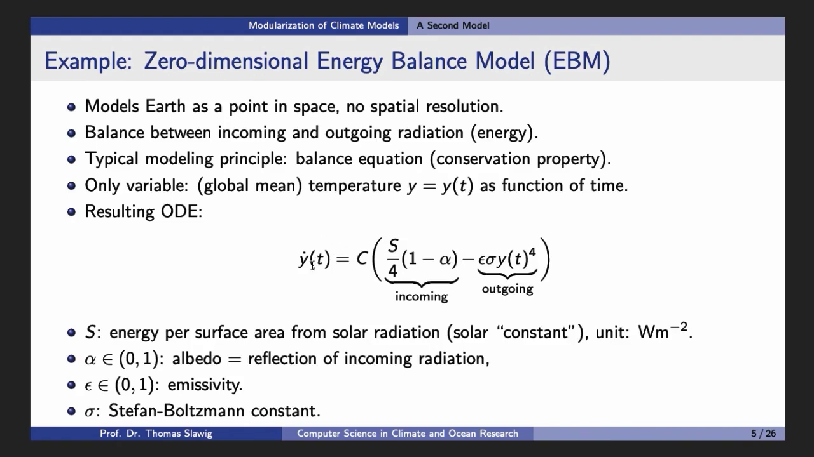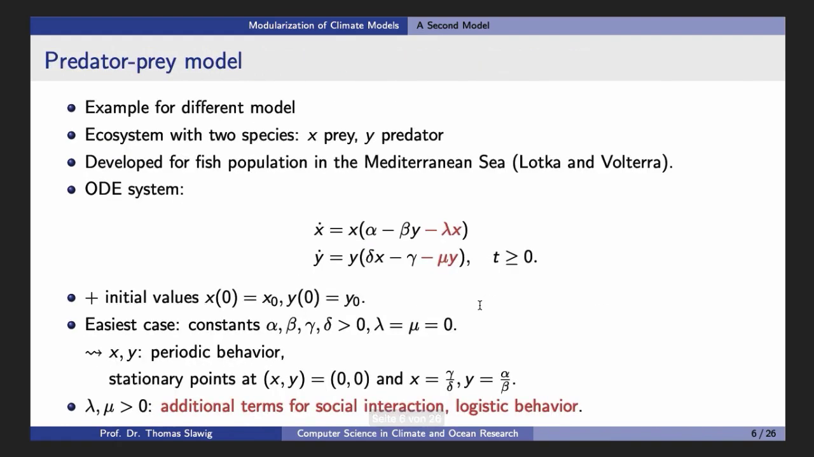It has one equation, so y is one-dimensional, so we have one ordinary differential equation together with an initial value. The second example is a system of equations. It's a predator-prey model. So we take it as the next, a little bit more complicated example for a different model, and it models an ecosystem with two species, the prey and the predator. It was developed for populations of animals; some people say it comes from fish population in the Mediterranean Sea. Some also say it comes from other ecosystems with two populations.